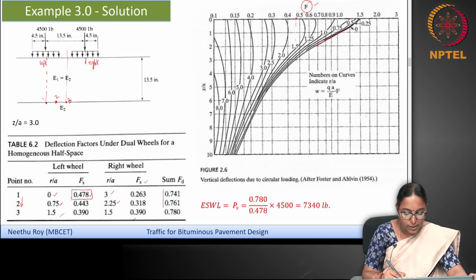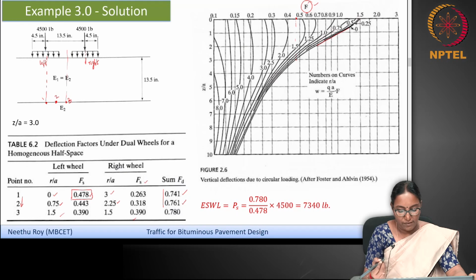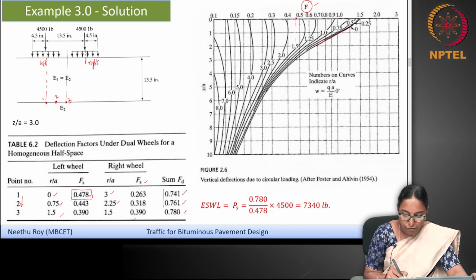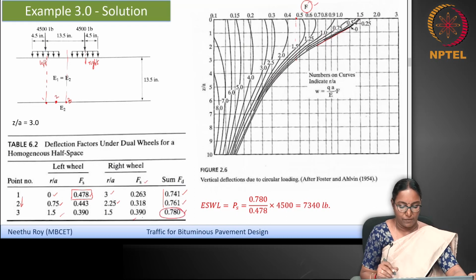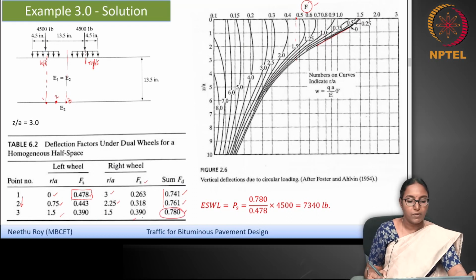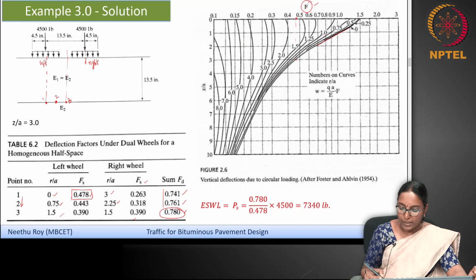So you see that at point number 1 your value is 0.741. Point number 2 has an FD of 0.761 and point number 3 has a value of 0.78, of which the maximum value is 0.78. Now the equivalent single wheel load is given by the load PD multiplied by the dual deflection factor divided by the single deflection factor.